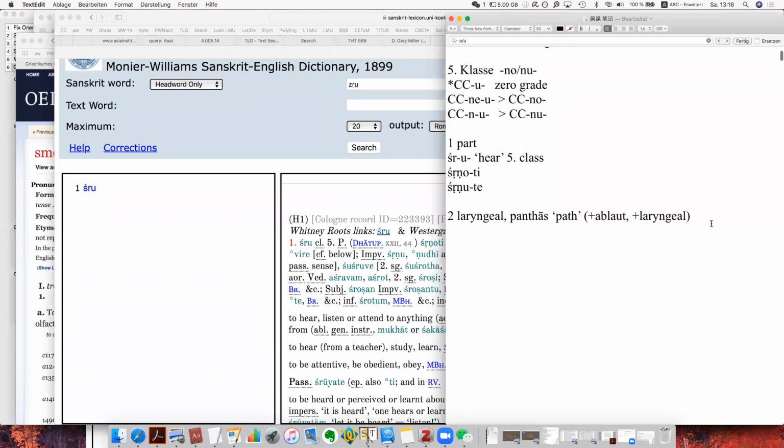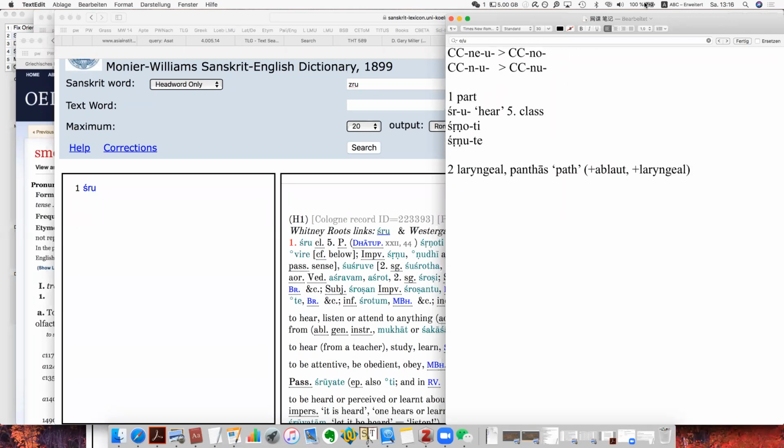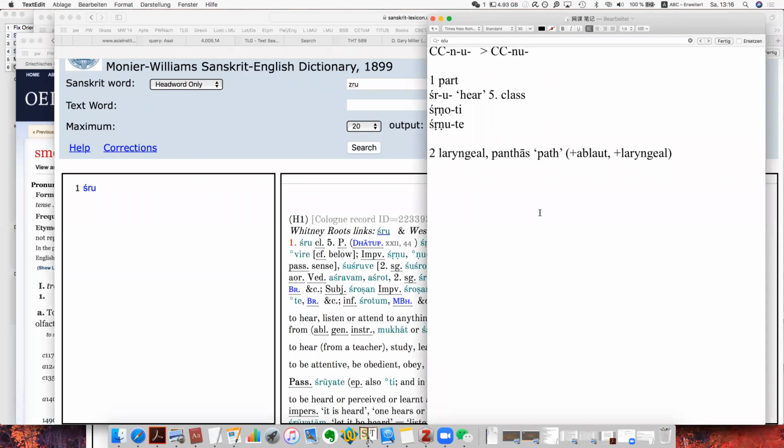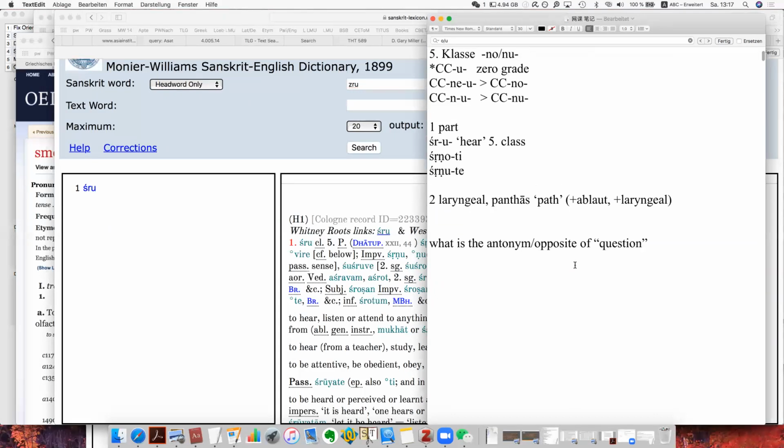Okay, so now I think we can start. Before we start, let's have not really a game, but some question and answer. Pay attention. Here comes the question. What is the antonym or opposite of question, or ask?